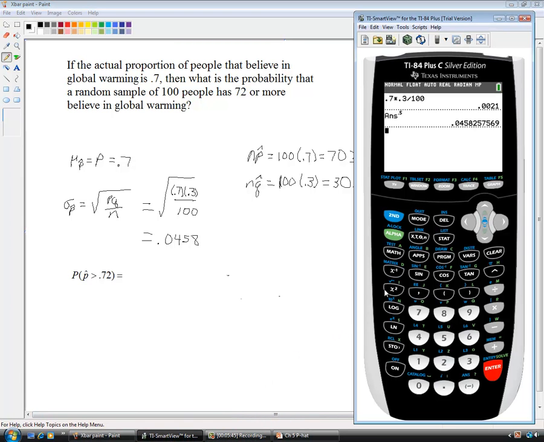Now, if I want to calculate this probability, I need to use the normal CDF function. I've now proven that I can use the normal distribution. I have a low value, which is 0.72. I'm going strictly greater than, so my high value is E99. I have a mean and a standard deviation. I'm going to leave it like this because I'm going to input the previous answer into the standard deviation to get an exact value. So second var's normal CDF will get me to that. My low is 0.72, comma, my high is E99, the mean is 0.7, and for the standard deviation I put in the answer of the previous value. So the probability comes out to about 0.331.